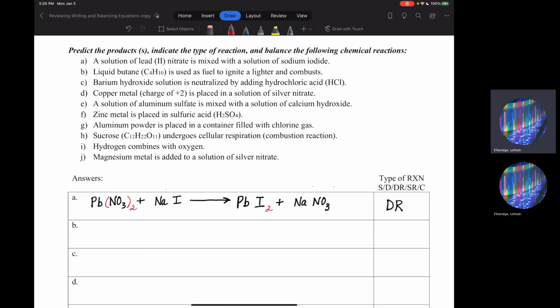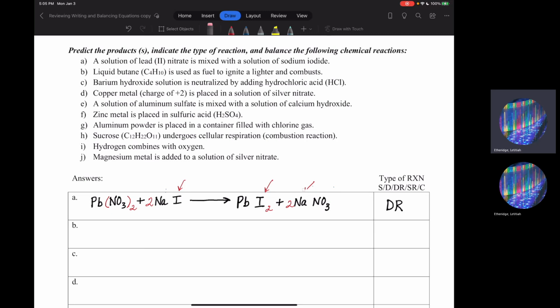I'm going to start with iodine. I have 2 over here. I only have 1 over here. That means I need to put a 2 here. Okay, and now I have 2 sodium. I only have 1 sodium on this side. So now that means I need a 2 here. Okay, and then I think we're balanced. We have 2 iodine, 2 sodium, 2 nitrates, 1 lead, and we are done.